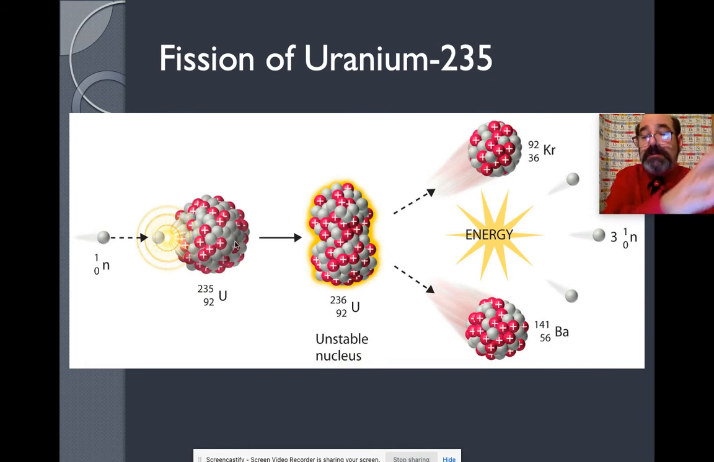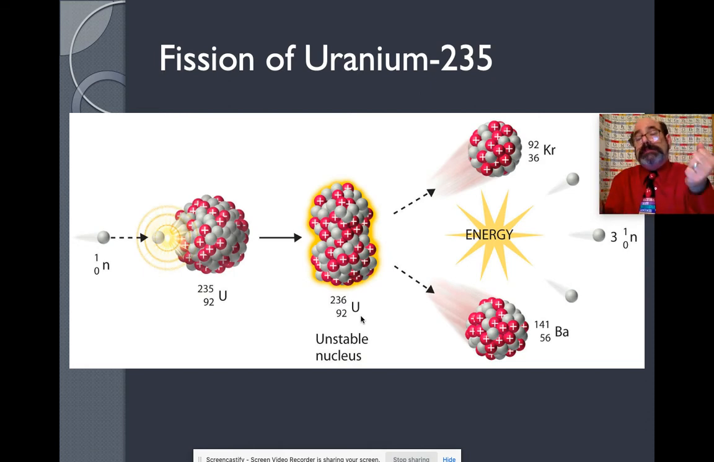Too fast, and it'll fly through. So you need something to slow it down. We'll talk about that later. So it slows down and goes into the nucleus. Now look at the atomic number. The atomic number is the same. It's still uranium, but now the mass has gone up by one because it has one more neutron. But now uranium-236 is unstable. It's very radioactive, so it can't handle it.